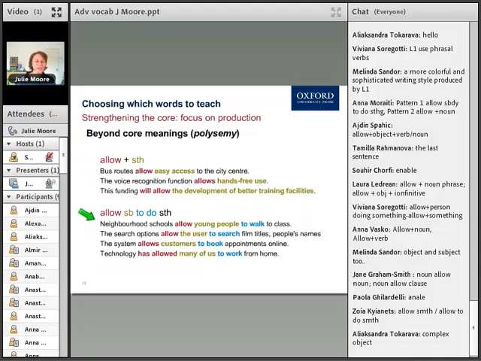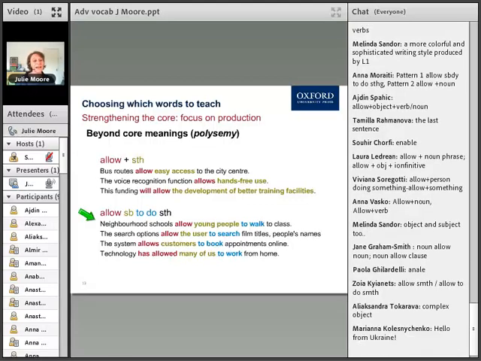Okay, so what's going on here is we have the two patterns that a lot of you are spotting. The first one is with a simple direct object, a noun object, so allow something. So it allows easy access, it allows hands-free use, it will allow the development of better training facilities. Now, this is a noun phrase, and that's something that you need to get students at this level used to, that an object isn't necessarily a single word, it can be a whole phrase.